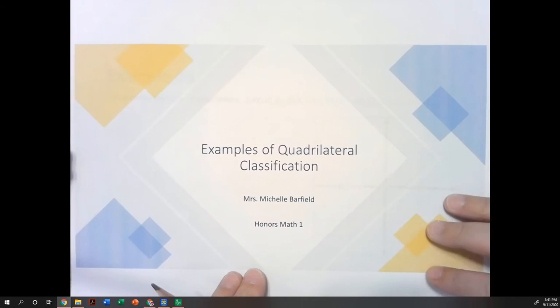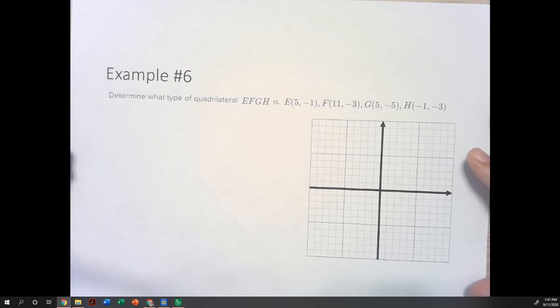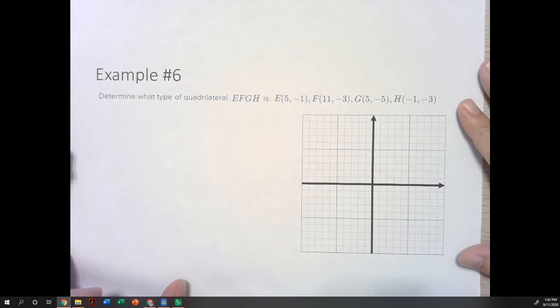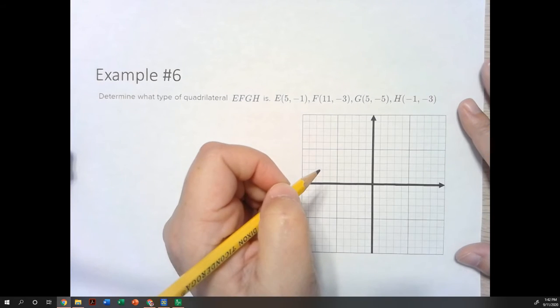All right, you guys, so welcome back to example number 6. It says determine what type of quadrilateral EFGH is. Okay. All right, so let's plot our points and see if we can get an idea.